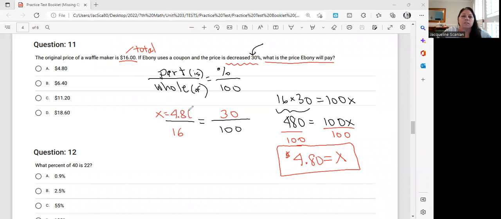And I want you to take a look at this proportion. Sorry, that's not a dollar amount. That went in the wrong place. This is a dollar amount.